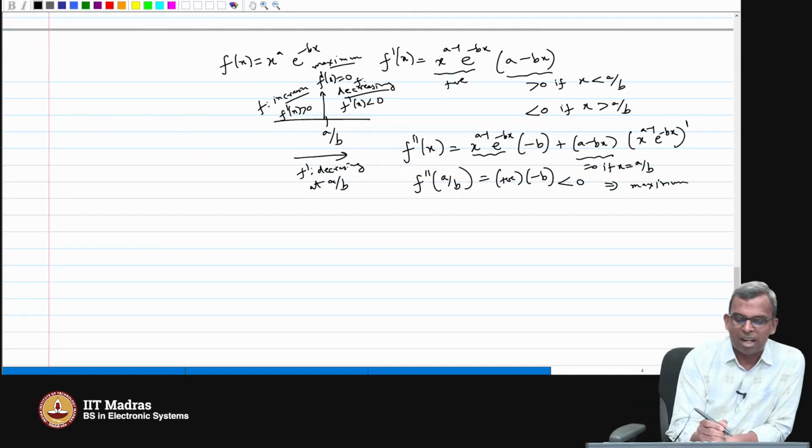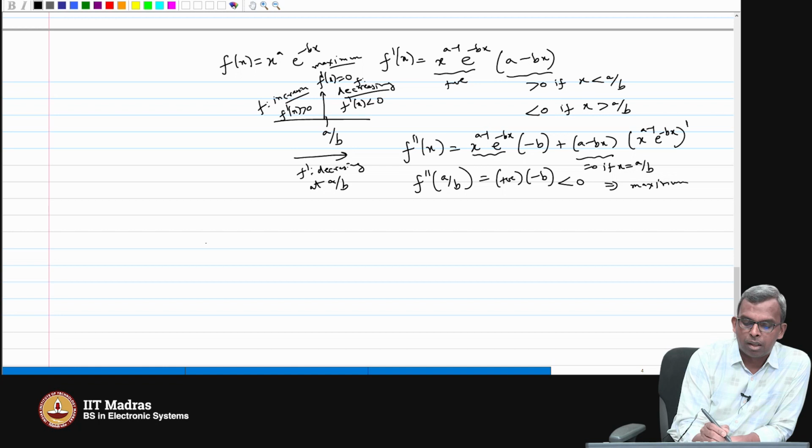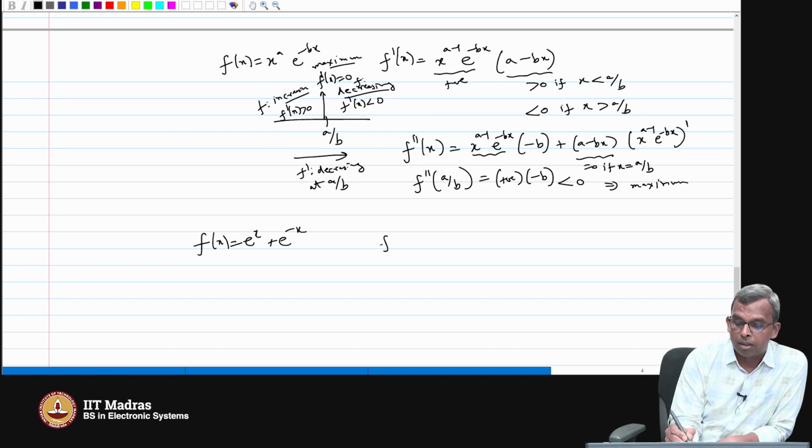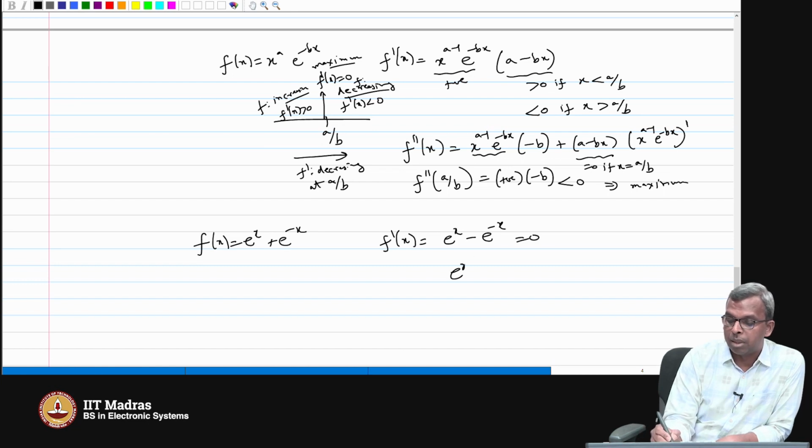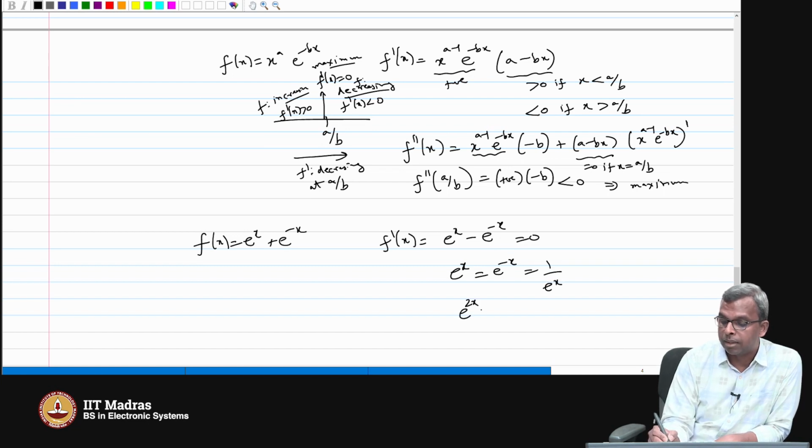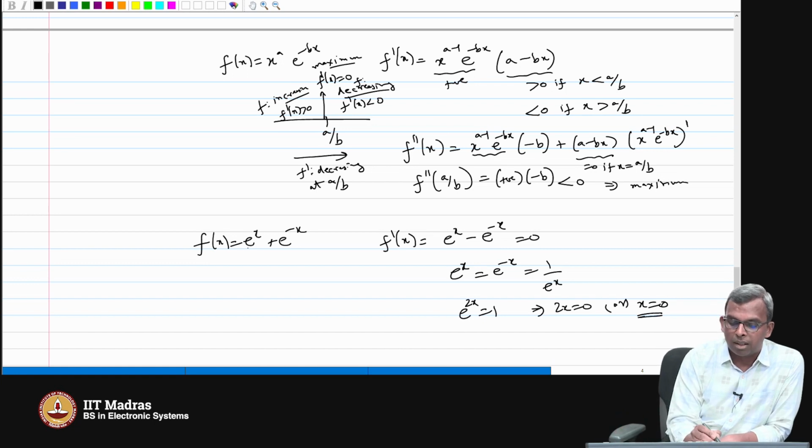So, f of x is e power x plus e power minus x. If you differentiate, you are going to get e power x minus e power minus x is 0, and that is the same as e power x equals e power minus x, which is 1 by e power x. Cross multiply, e power 2x is 1, which implies 2x is 0 or x is 0. So x is 0 is the only critical point, and you can argue around this.